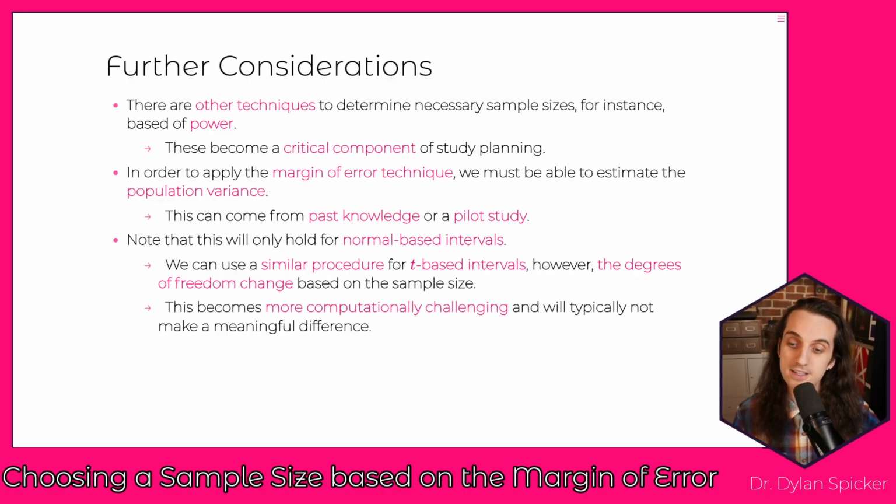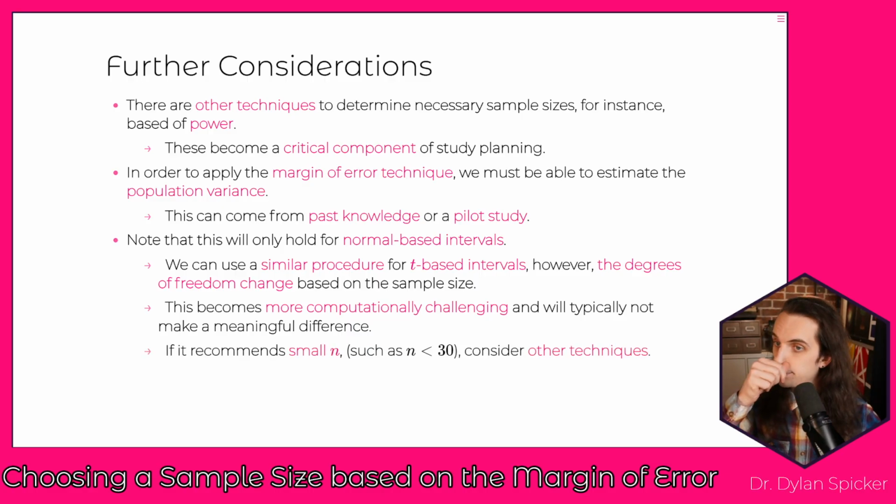procedure instead. And so one of the things is, if you perform the normal-based procedure when it's not appropriate, and it recommends a small n, something like n is less than 30, then you might want to consider other techniques for sample sizing, right? Because at that point, perhaps this is a bad approximation, but if it recommends that you take 1,000 observations, it's not going to make a big difference whether you use the t-based procedure or the z-based procedure. And so you may as well stick to the one that's a little bit more straightforward to do.